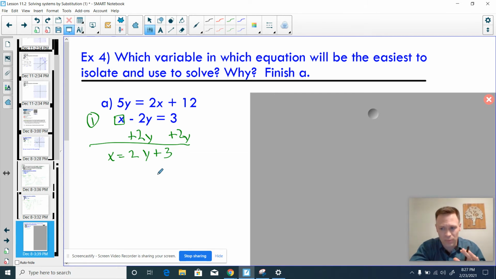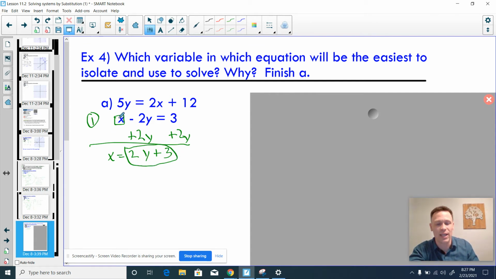So make sure that whatever you choose will be nice to work with, okay? It doesn't matter what you choose. It's just a lot easier if you choose nicely. All right, now I'm in the same position that I was in all the other problems, right? I know that x is equal to 2y plus 3.